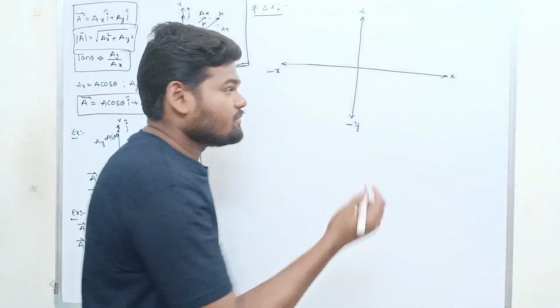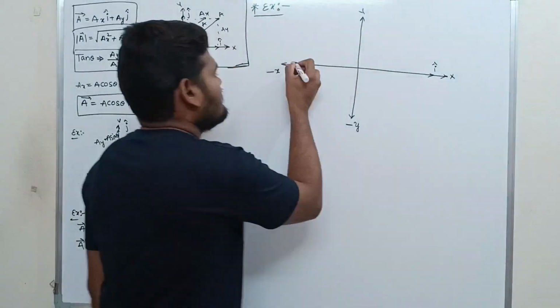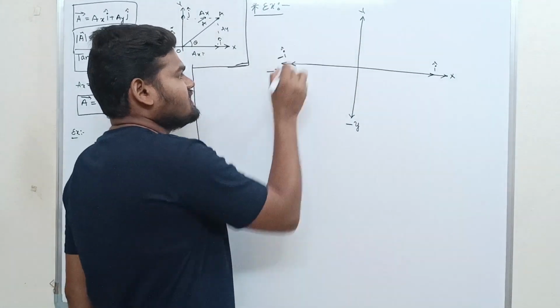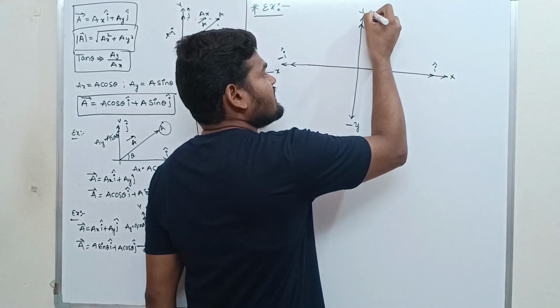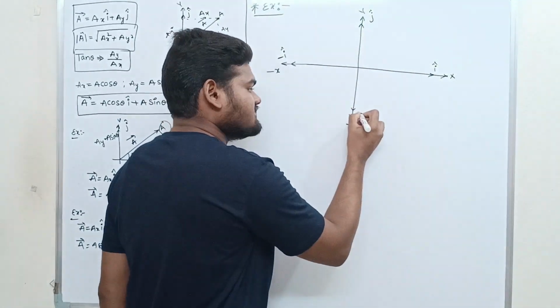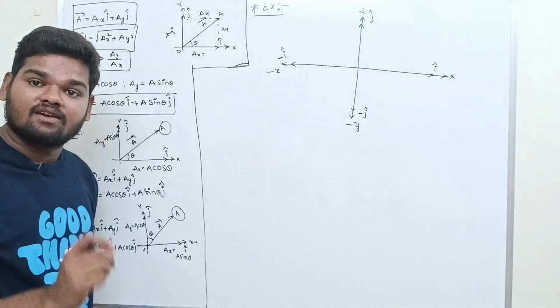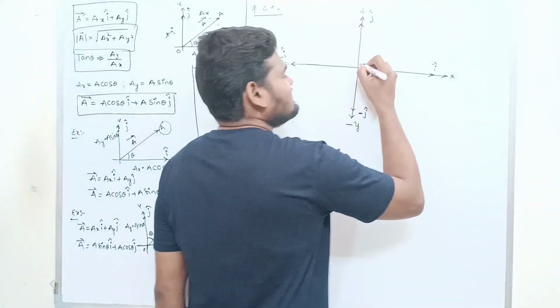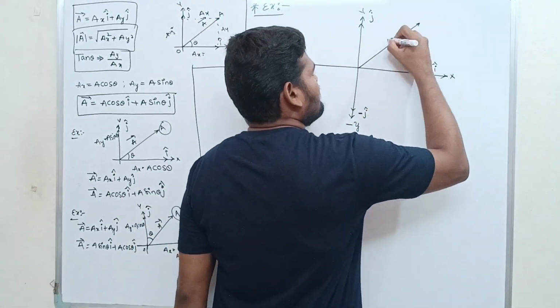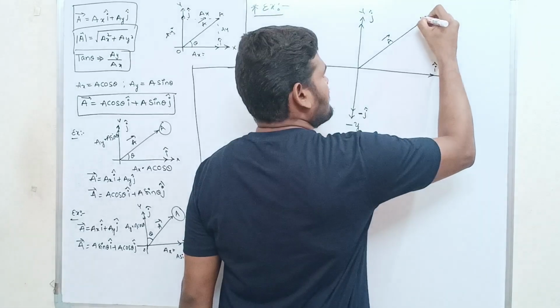As we know, along the positive x-axis, i cap is the unit vector. Along the negative x-axis, minus i cap is the unit vector. Along the positive y-axis, j cap is the unit vector. Along the negative y-axis, minus j cap is the unit vector. Any problem? Right. So this is a bar vector and its magnitude is capital A.